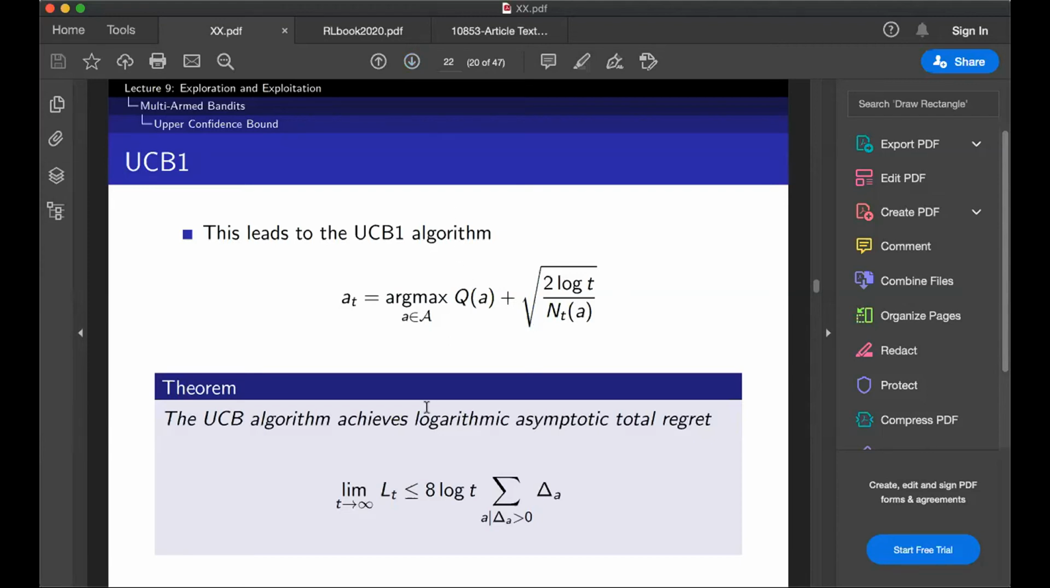Again, this is what we started out with, right? We said we want sublinear regret. We do not want linear regret. So the UCB algorithm achieves logarithmic total regret, asymptotic total regret. And that's great. This is what we wanted to do. We wanted to really explore appropriately, but at the same time keep exploiting along the way. So this gives us a good balance compared to greedy or epsilon greedy.